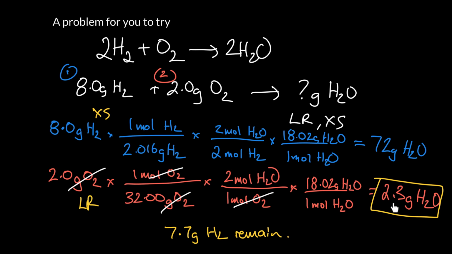So how did I do that? I took the grams of water and I converted it into moles of water, and then I converted it into moles of hydrogen, and then I converted it into grams of hydrogen. And that told me how much was needed to make that much water. And then I figured out I only needed something like 0.3 grams of hydrogen to make 2.3 grams of water. And I subtracted my 0.3 away from my 8 to get 7.7. And if you got that, very good. That's quite a tough problem, actually.